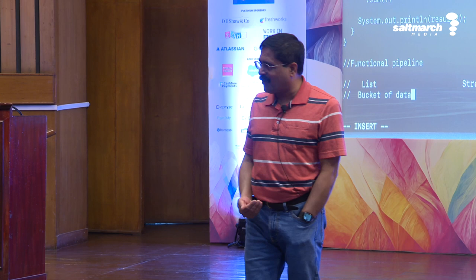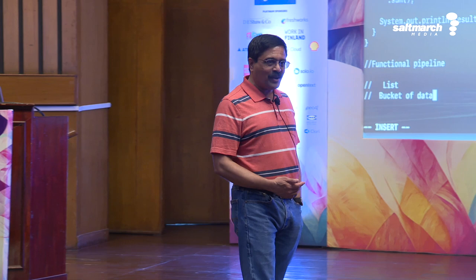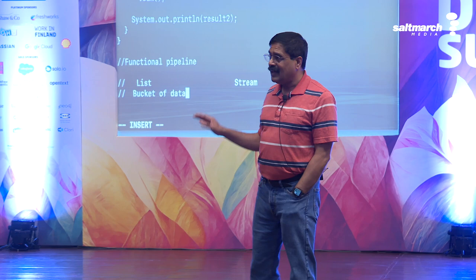What do you do as a responsible adult? You store the water so you can have water for those few hours, isn't it? So you go to the bathroom, fill all your buckets. You go to the kitchen, you fill all your buckets, and you keep the water ready. So when you don't have water for a few hours, you got a supply. That's kind of a list. List is a bucket of data. That's what it really is.